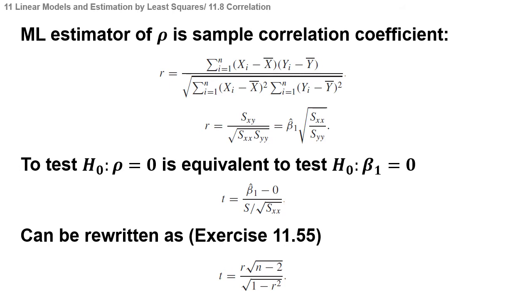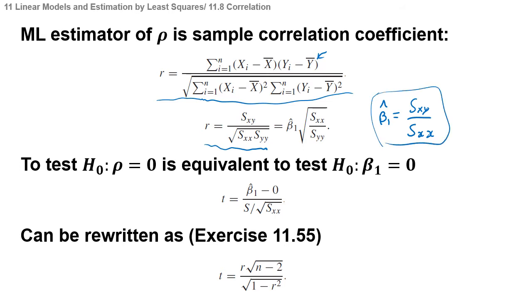And we can also show that the maximum likelihood estimator of rho is the sample correlation coefficient. I will skip the details, but this is the sample correlation coefficient, and the numerator, we can check that numerator is Sxy, and denominator is square root of Sxx times Syy. And so the sample correlation coefficient can be simplified like this. And also, in the previous lecture, we showed that beta 1 hat is Sxy divided by Sxx. And so, using this equation, you can also derive this part easily.